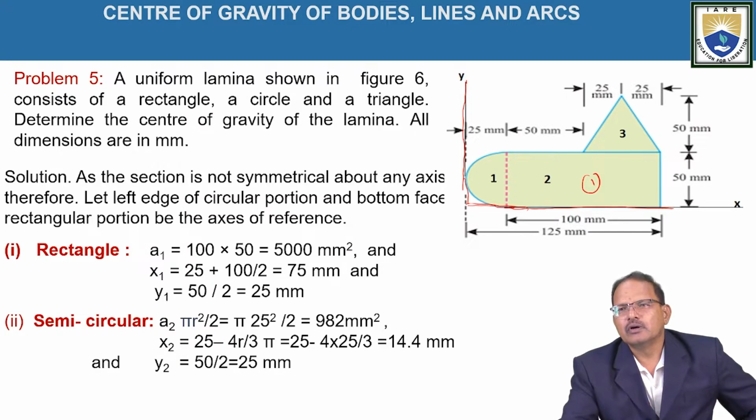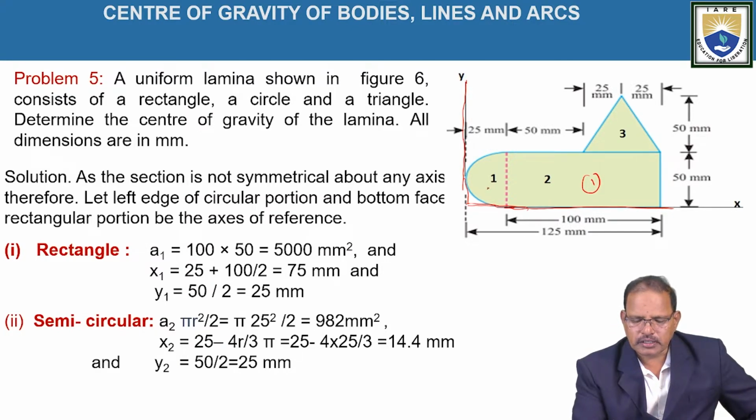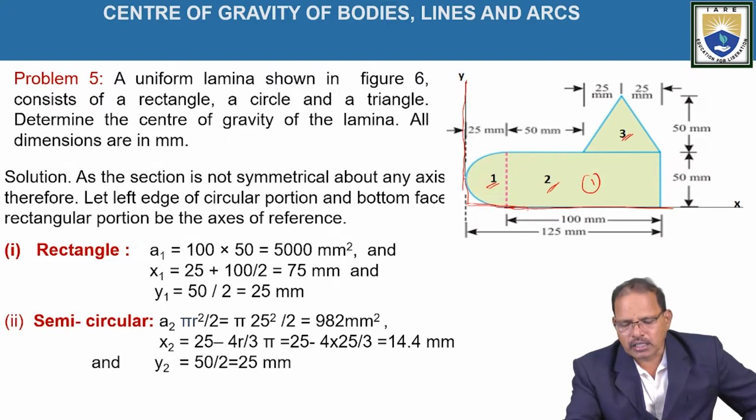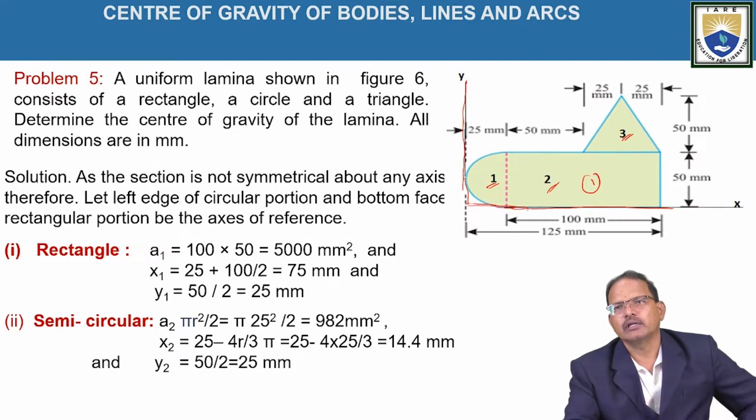One is the semicircle, represented here. The second one is in the form of a rectangle, and the third one is the triangle, as shown in the figure. That means the entire area can be divided into 3 segments, consisting of a semicircle, rectangle and triangle. Now we have to determine the position of the centroid with respect to the reference lines, the x-axis as well as the y-axis, as shown in the figure.